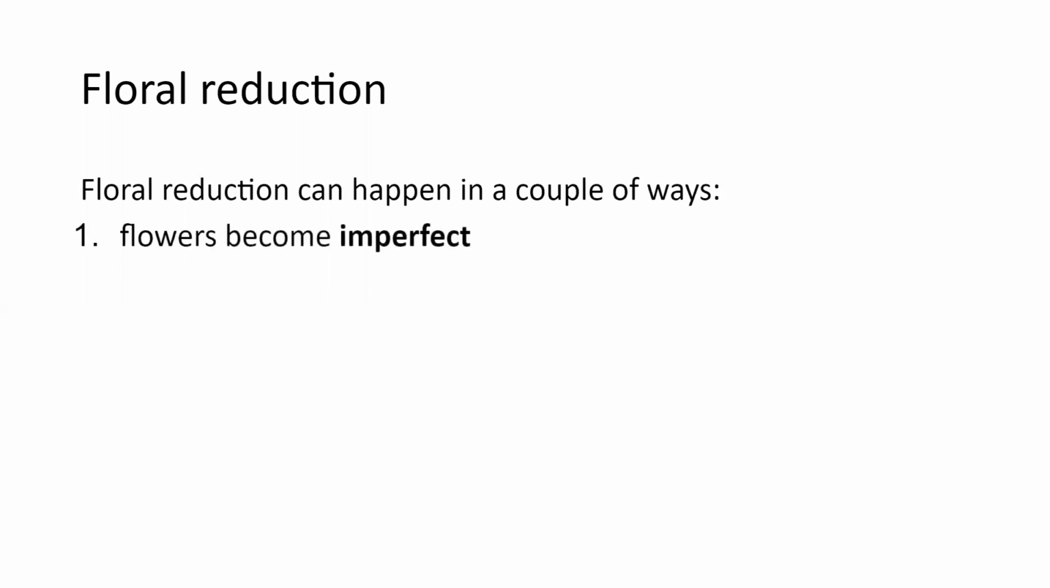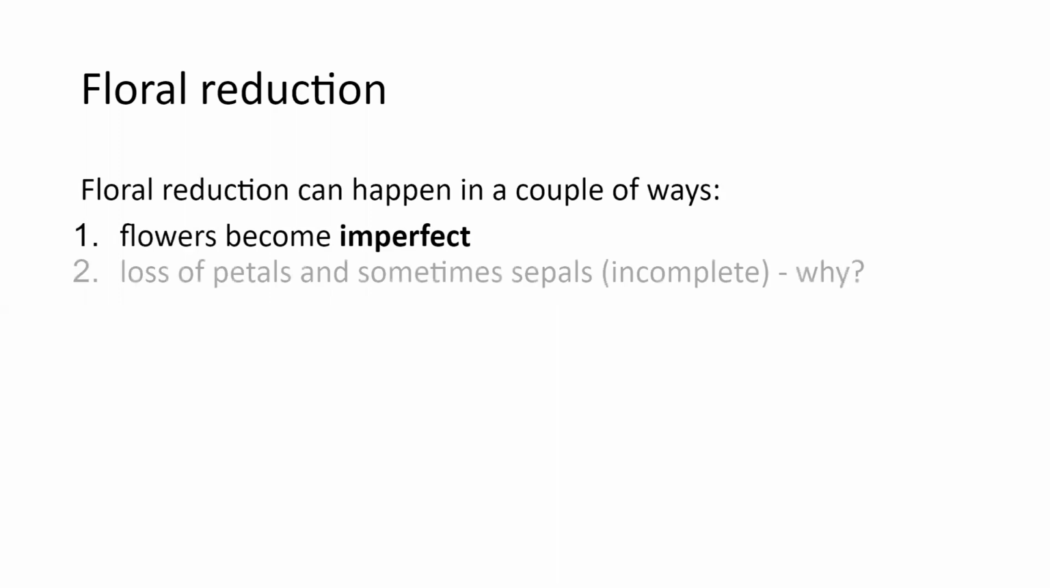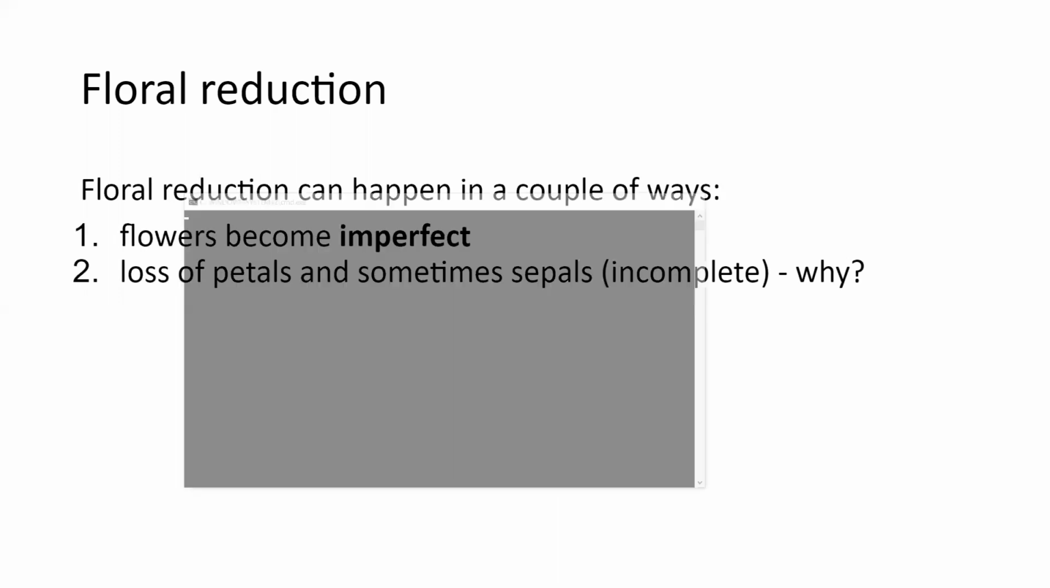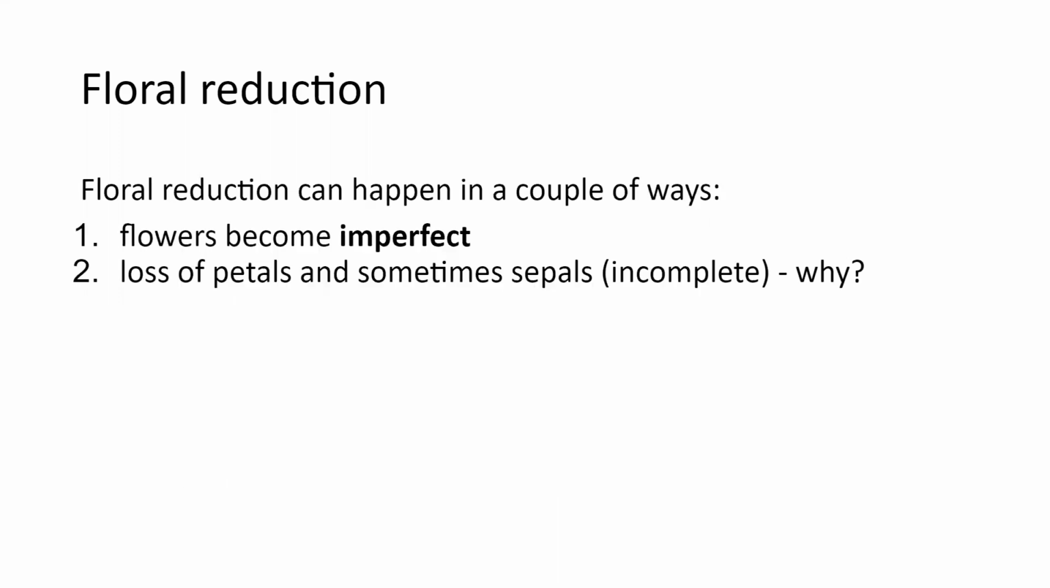So other ways that floral reduction can happen: flowers can become imperfect, so they become single male or single female. You can also have flowers that are incomplete, but they're still perfect. What does that mean? That means they lack either petals or sepals or both, but they can still have pistils and stamens. Remember, incomplete means it's missing one of those 4 essential parts of flowers, whereas imperfect means it's missing either the male or the female parts.